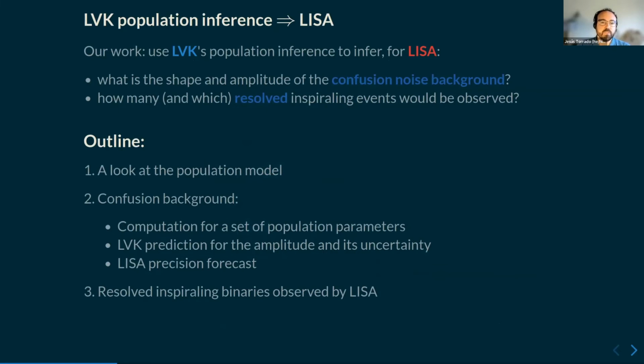If we forget about the individual events and only look at the population inference, we can try to compute with this posterior the prediction for the background in LISA, and we can compare this with LISA's detection capability for a background of this kind, and we can try to compute a probability distribution for the number of events that LISA would see.